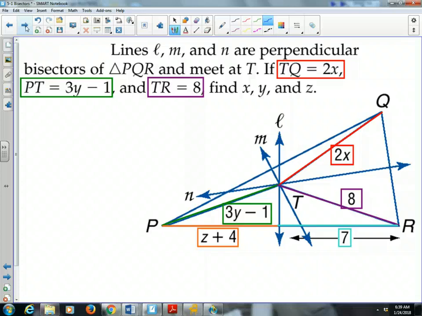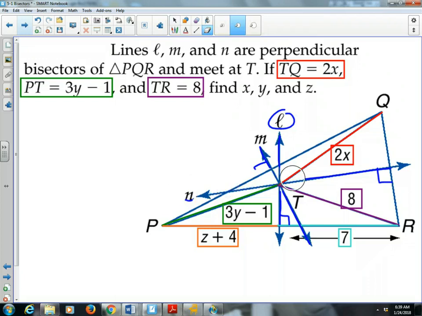Line L, M, and N are perpendicular bisectors of PQR. So here's line L, okay? It's a perpendicular bisector, so that means this is 90 degrees, and it cuts PR in half. Here is line N. It's also a perpendicular bisector, so this is 90 degrees, and it cuts QR in half. And then M is also a perpendicular bisector, so here's line M. So it's 90 degrees right there, and it cuts PQ in half.